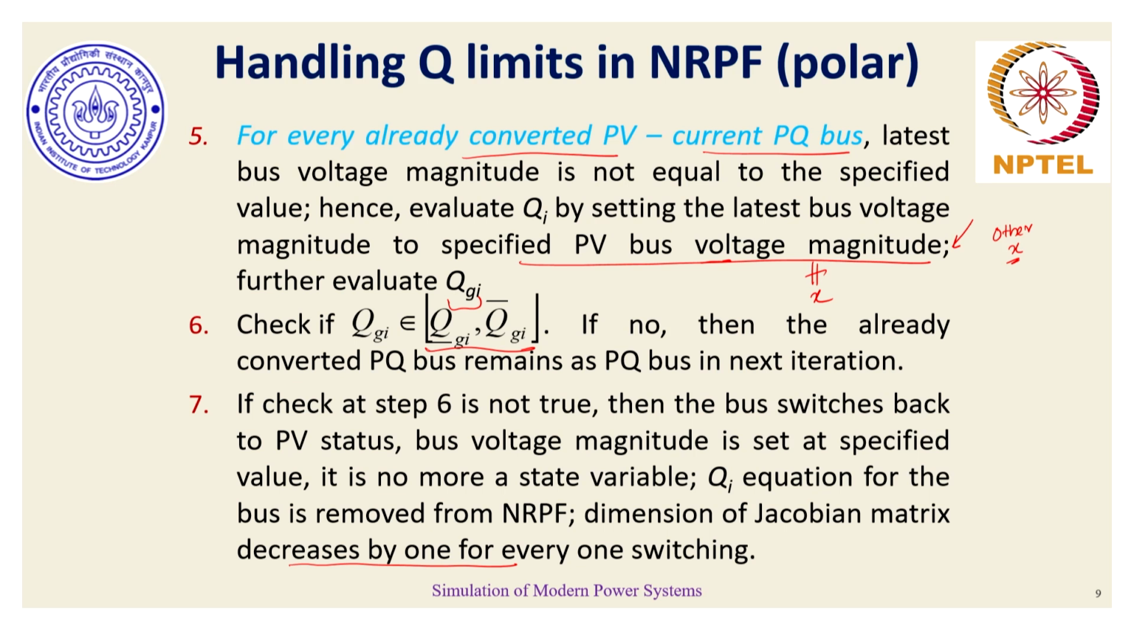The voltage magnitude of the PV bus is reset to its specified value, and as a result, f of X and X, both these vectors, their dimension goes down by 1, because of which the dimension of the overall Jacobian matrix also goes down by 1. So essentially, in every PV to PQ switching and PQ to PV switching, the Jacobian dimension changes, its size changes, and that's how Newton-Raphson update equations follow.